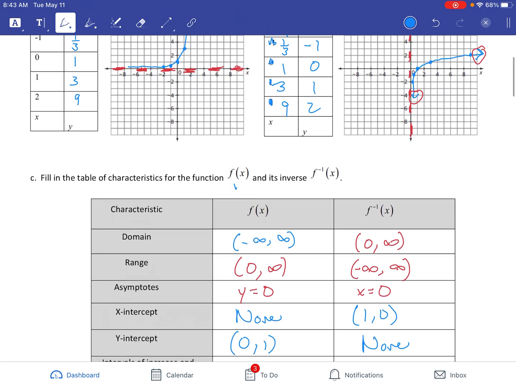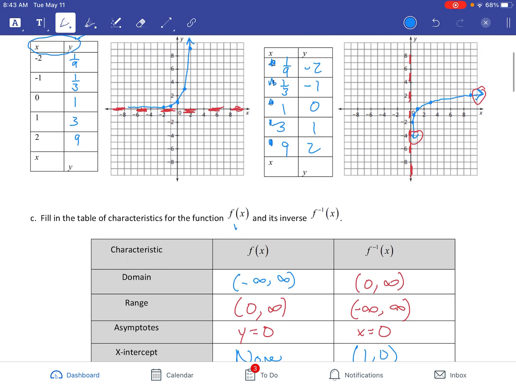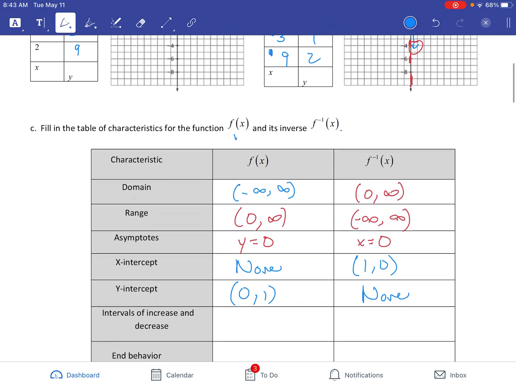We've got two more things. Intervals of increase and decrease. Well, this graph is going up. It is increasing.